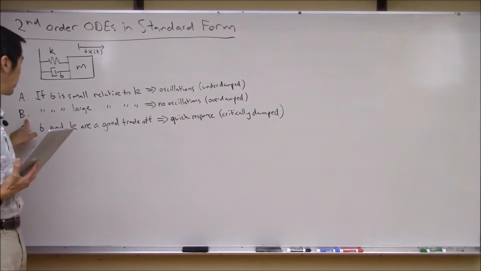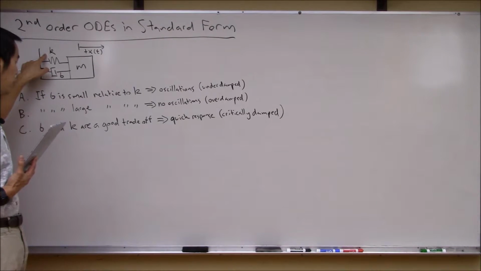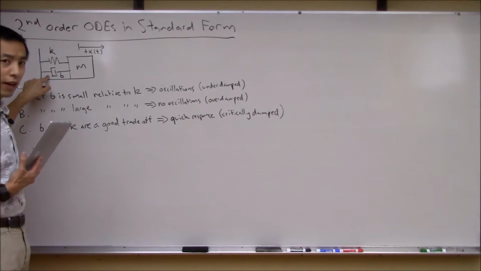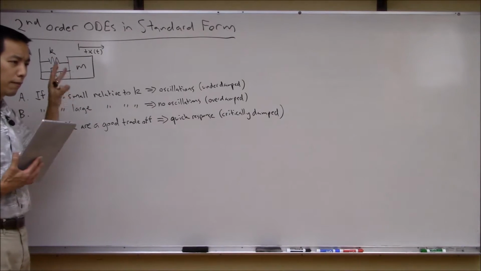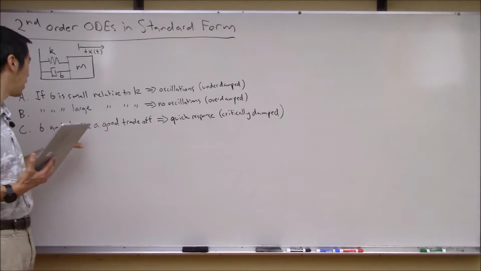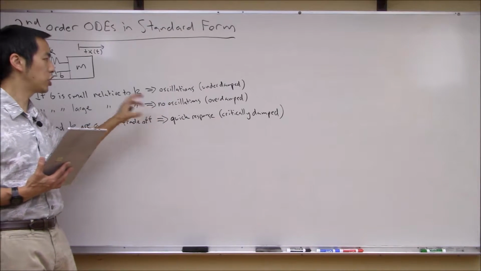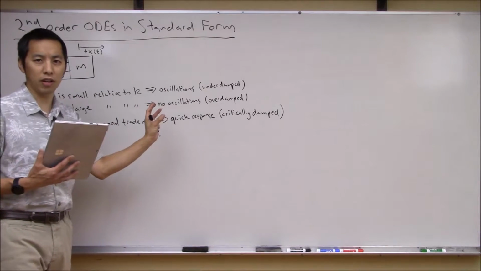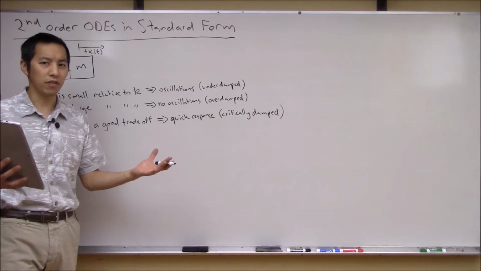The other alternative is, let's think of a situation where b is large relative to k. So you've got a really big, powerful damper and a kind of wussy spring. It's almost like this whole thing is plopped into honey or something like that. In that case, what should probably happen is there won't be any oscillations. The system is just going to move slowly, like it's stuck in honey. That's a situation which is sometimes referred to as an overdamped system.